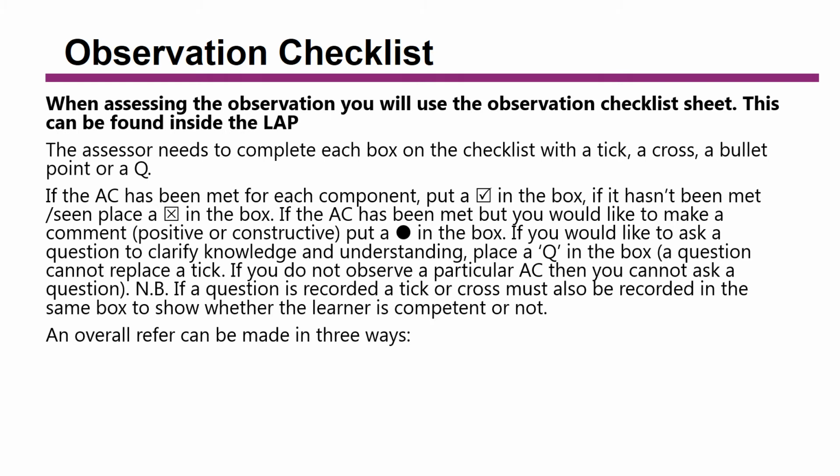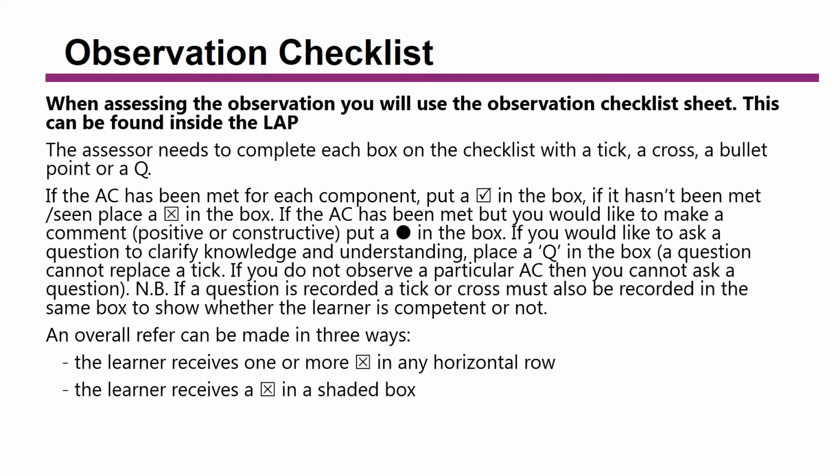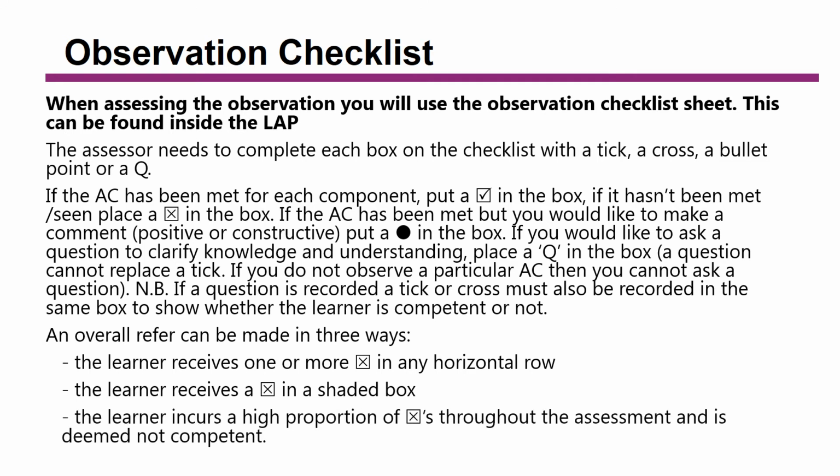So an overall refer can be made in 3 ways. If the learner receives 1 or more X in any horizontal row, so the assessor can use their discretion, and if an X is generated within a non-bold area, then this can be deemed a referral. If the learner receives a cross in a shaded box, and if the learner incurs a high proportion of crosses throughout the assessment and is then deemed not competent.